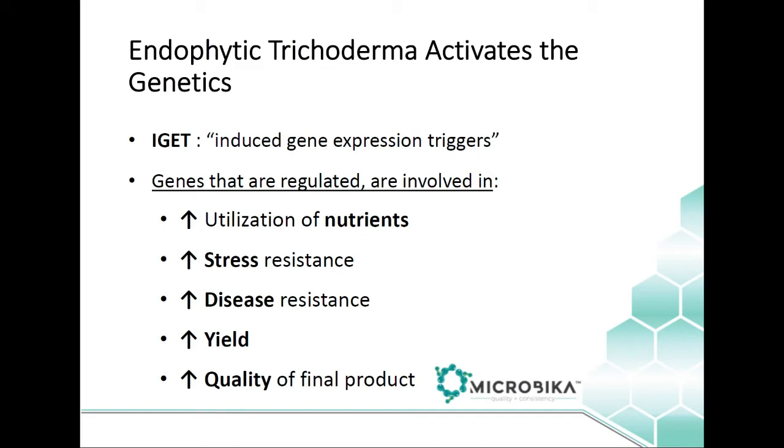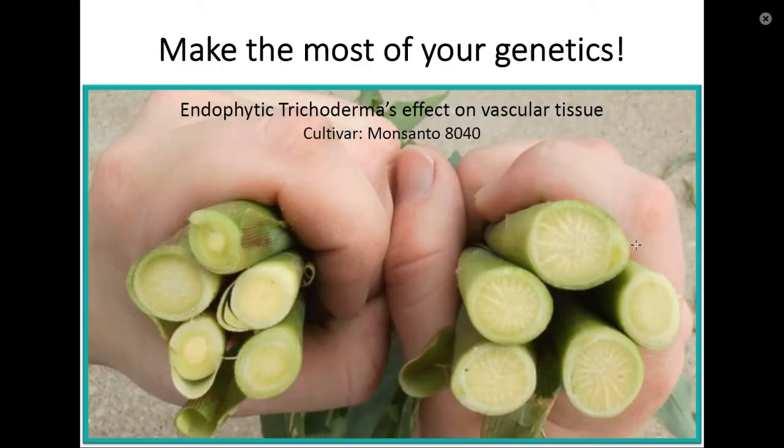So the endophytic trichoderma and the healthy rhizosphere really make the most of your plant's genetics. These microbes are involved in switching on genes, making the most of the genetics of that plant. In this photo, you can see it looks like 2 different cultivars. This is a Monsanto 8040 corn cultivar, and you can see where the endophytic trichoderma and the healthy rhizosphere has been established in the picture on the right, how the vascular tissue is so prominent and well developed compared to the control on the left.